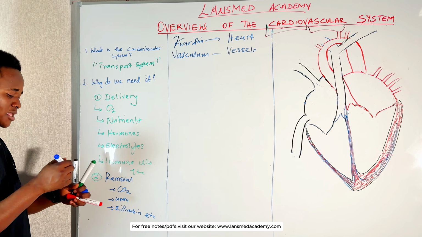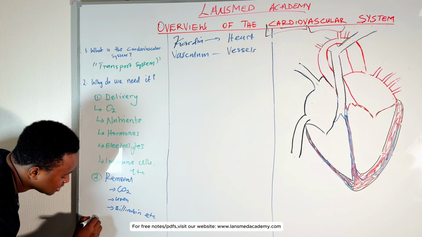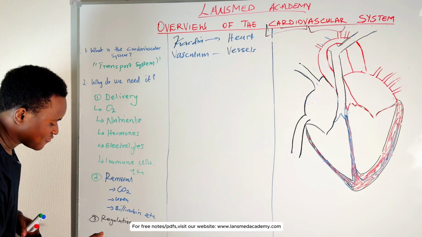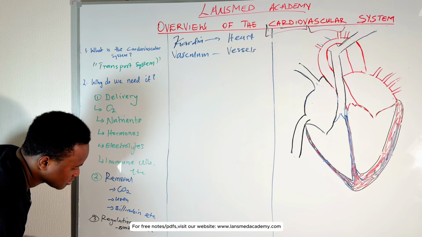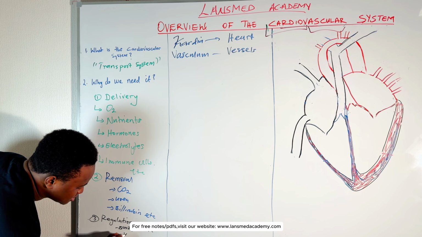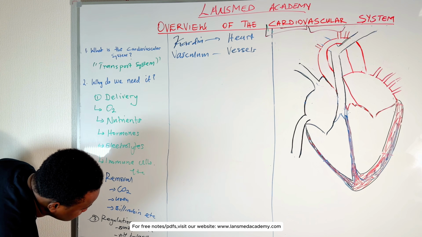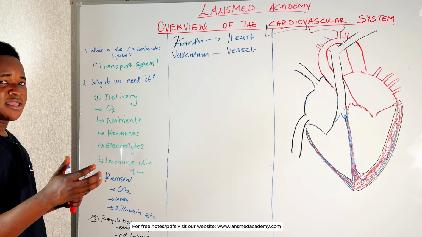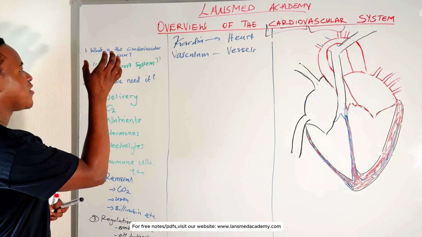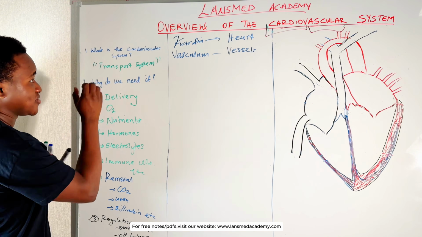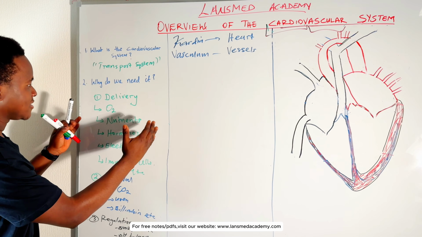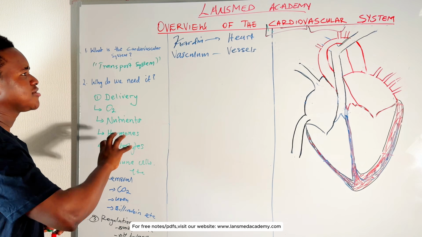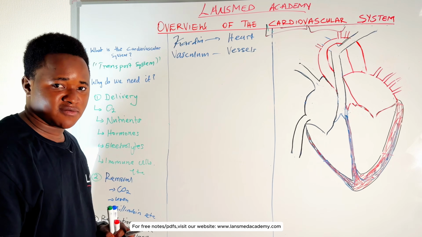Then in addition to delivery and removal, three, we say regulation. Regulation of what? Blood pressure, pH balance, communication between organs, etc. So now that we have a clear understanding that the cardiovascular system is a transport system, and why we need it for delivery, removal, and regulation, let's look at the components of the cardiovascular system.